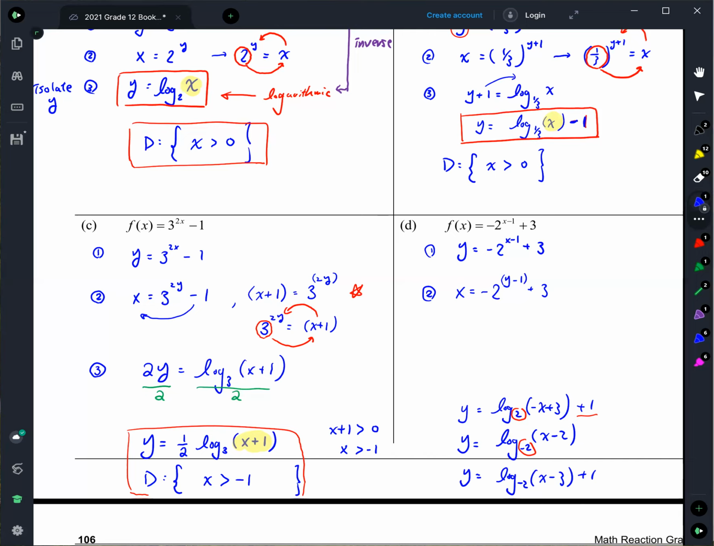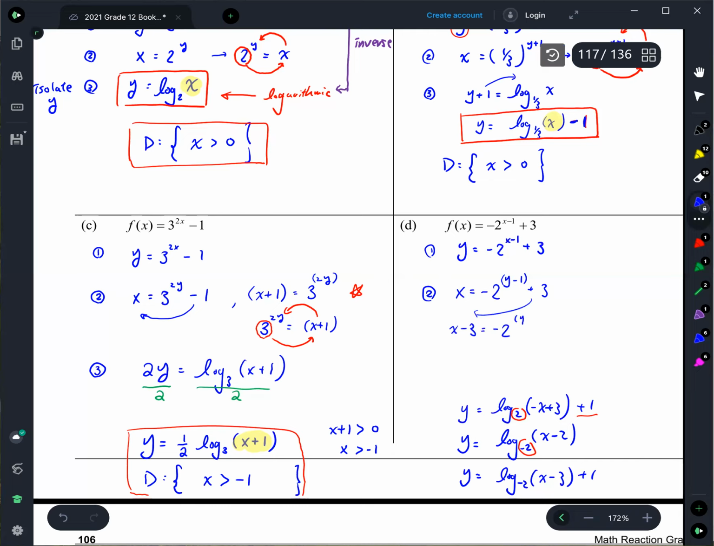The things that are movable to the x side are the things that are not part of the exponent and base. You have to move them over. I think everyone tried to move the 3 over, because there's a plus 3, just like on question C where you have a -1 and you have to move it. So plus 3, I can move it. It becomes x minus 3 equals -2 to the y minus 1. So that x minus 3 is on the other side.